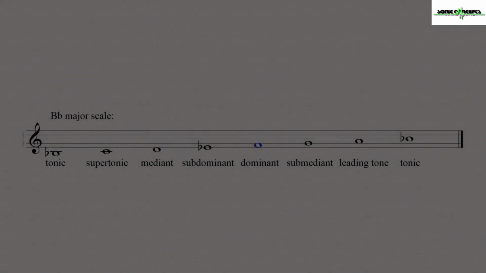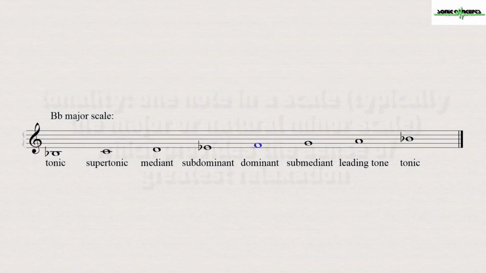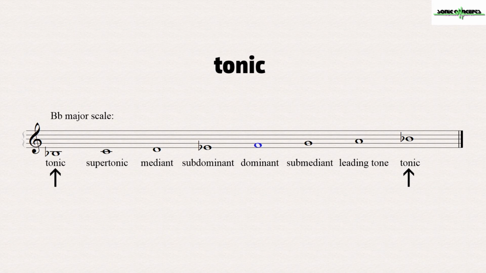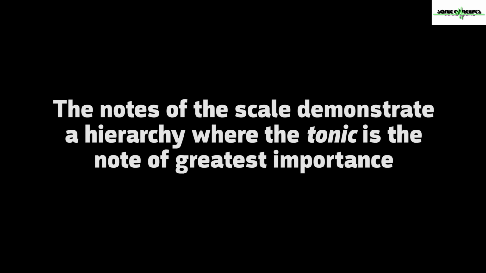In its strictest sense, tonality is defined as one note in a scale, typically the major or natural minor scale, which provides the sense of greatest relaxation. This note is called the tonic and is sometimes referred to as the tonal center, since all of the other notes of a scale tend to gravitate toward this center to finally come to rest on the tonic. In other words, the notes of the scale demonstrate a hierarchy where the tonic is the note of greatest importance.